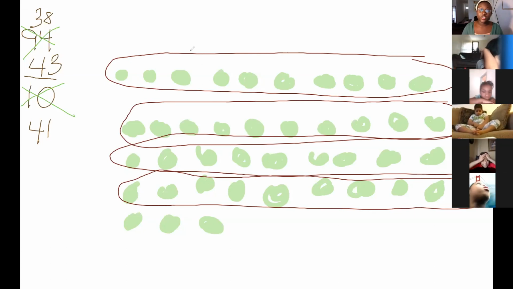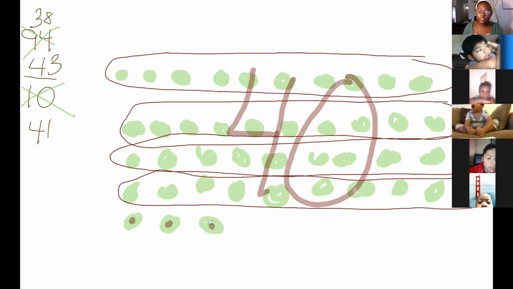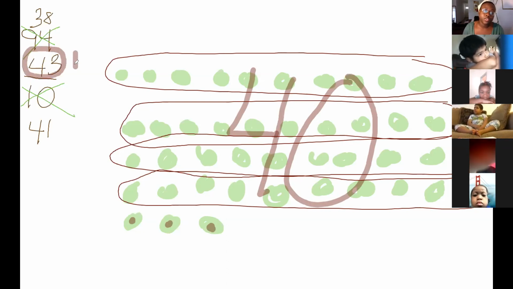So I can say this row is 10, plus this row here is 20, plus this row is 30, plus this row is 40. So that's an easy way to figure out that all of these right here were 40. Because if I count by 10s, I see that these 4 groups of 10 makes it 40. And then all I have to do is add these 3 at the bottom. So I would say 40 and add on 41, 42, 43. So for those of you that said 43, you counted correctly.